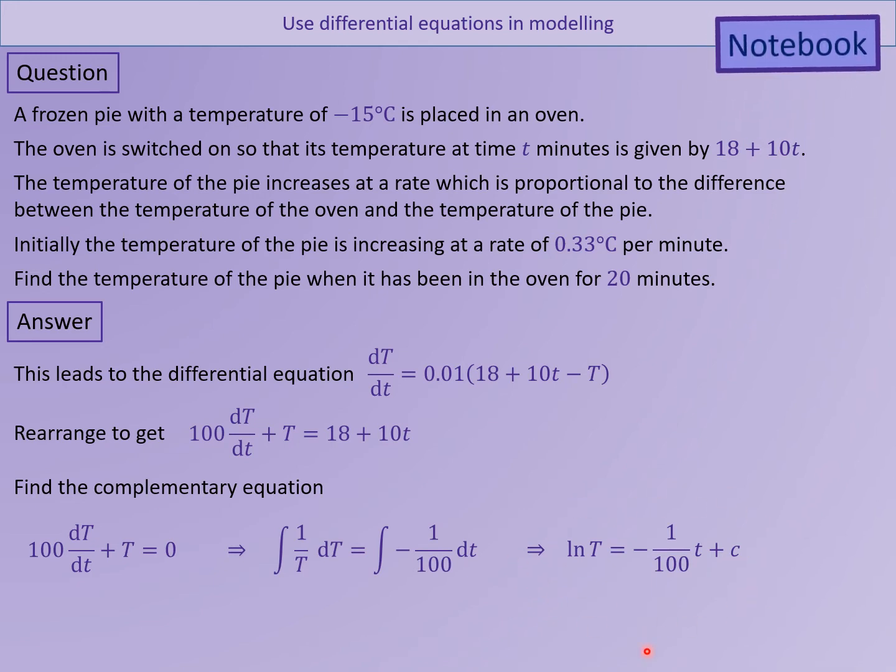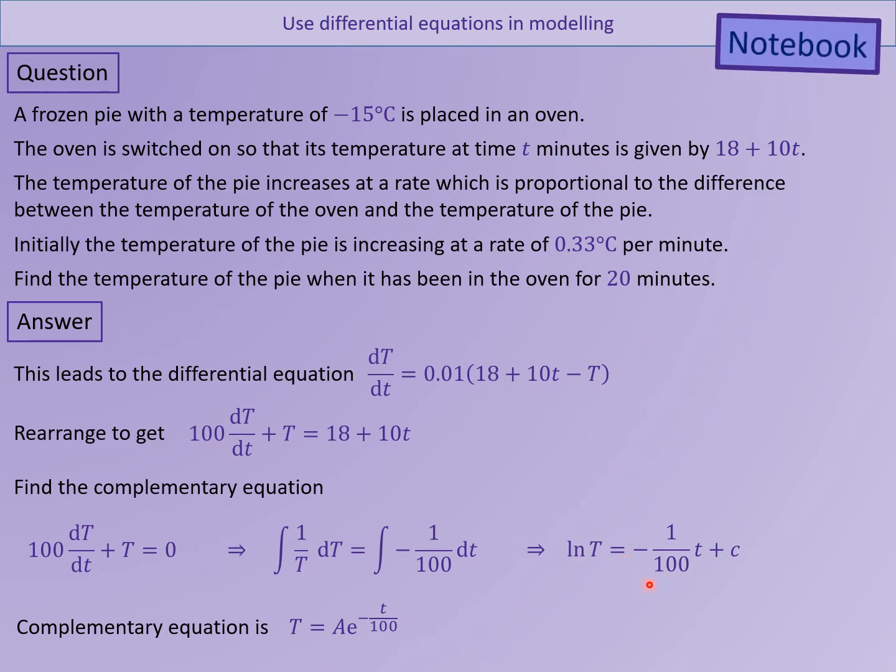I've got my complementary equation. Ideally, I want T equals. Okay, so capital T equals, because I'm trying to work out the temperature of the pie. I'm trying to get the equation for the temperature of the pie. So I can use the exponential function on both sides. And so I can rearrange it to that. Just be very careful, making sure you understand how to get from that to that.